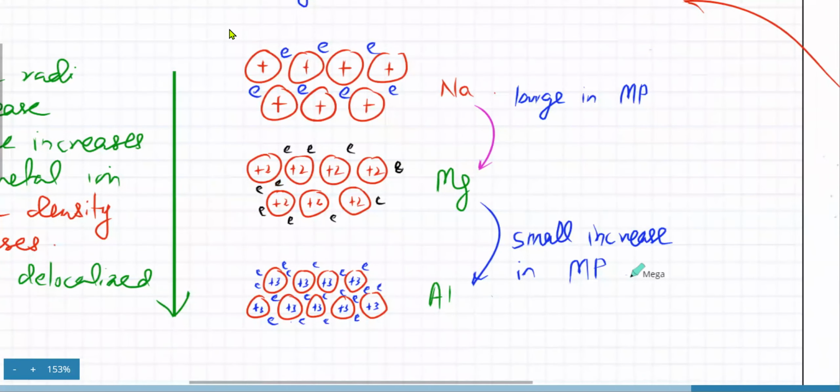When you move from Na to Mg, by what percentage does the charge increase? Can anyone tell me? Na is +1, Mg is +2. Double. By 100%, right? The increase is 100%. So there's a 100% increase in charge, it's basically doubling, right?